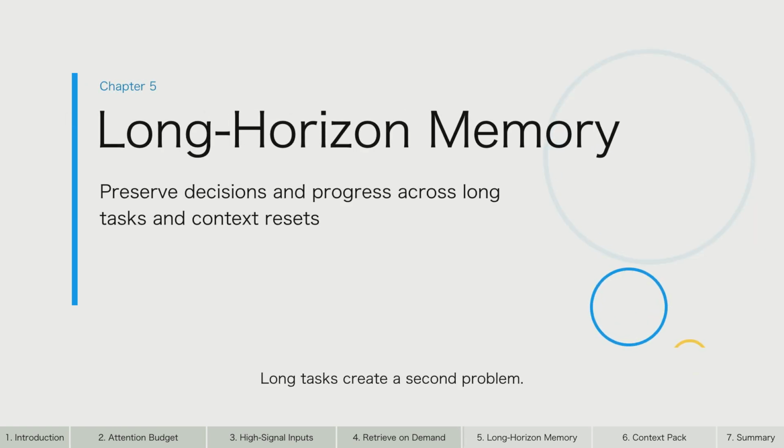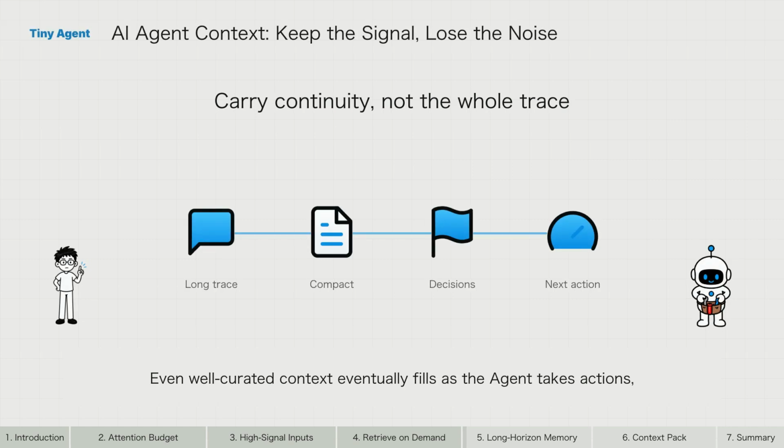Long tasks create a second problem. Even well-curated context eventually fills as the agent takes actions, observes results, fixes errors, and accumulates decisions. A task that lasts hours may exceed the usable window several times. Compaction is the first lever. Summarize the conversation or trace, start a fresh window, and carry forward the decisions, unresolved bugs, constraints, evidence, and next actions needed for continuity. Raw tool output that has already served its purpose can usually disappear.